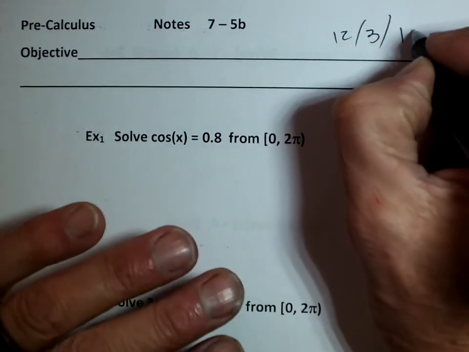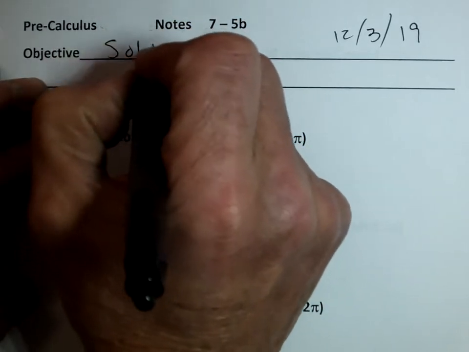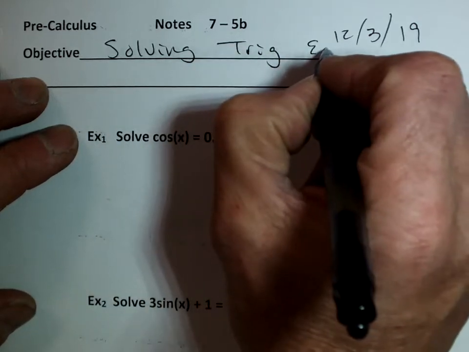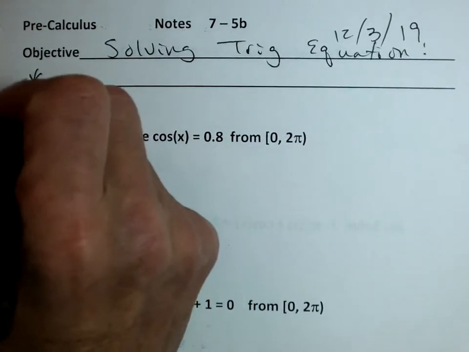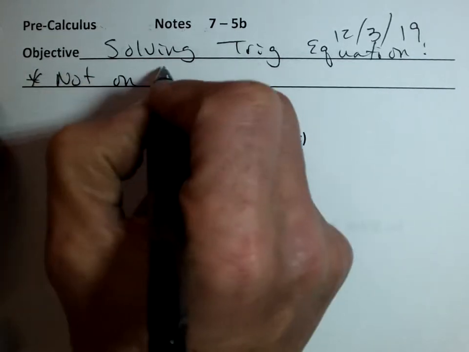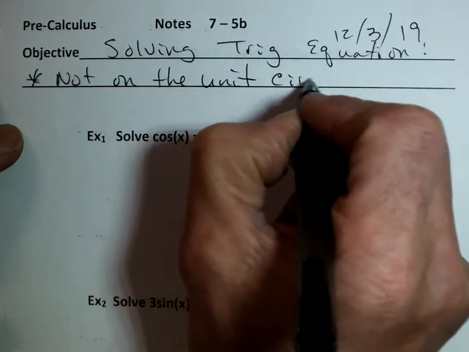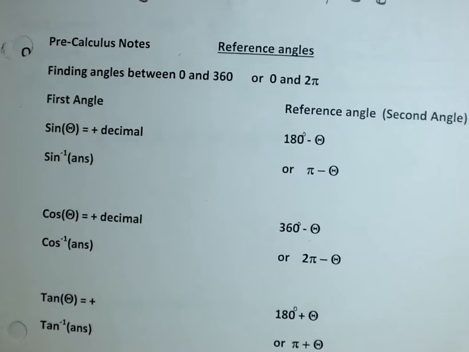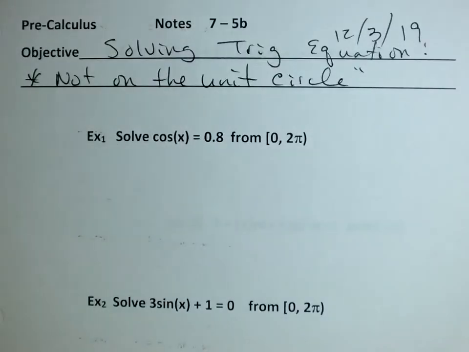3, 19. Okay, so first of all, the objective is solving trig equations. And then some of them are not on the unit circle. So if they're not on the unit circle, you have to use our angle chart. So you're going to need this chart.